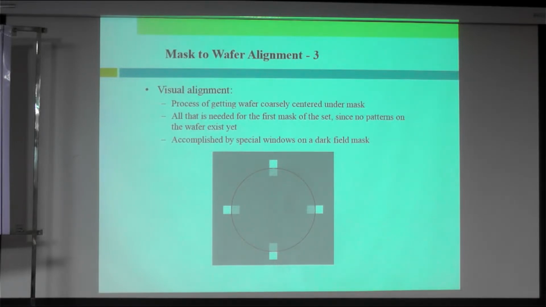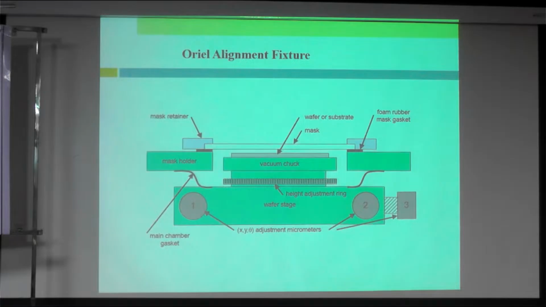And you can have this kind of alignment as well. So this is a typical aligner. You have this kind of table, the wafer stage. Then you have height adjustment. Then you have a vacuum chuck. Then you put your wafer substrate on this. Then this is your mask, or the photomask we call it.